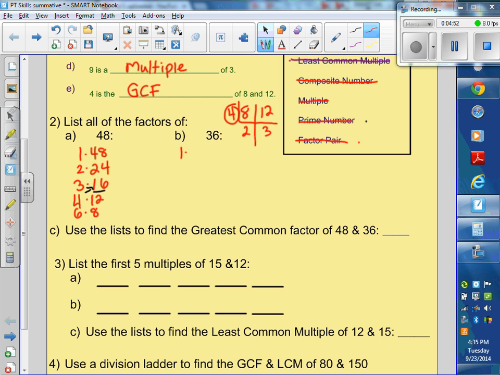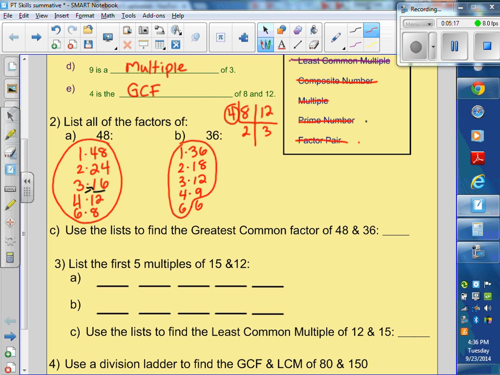For 36, 1 and 36. 2 and 18. 3 and 12. 4 and 9, and 6 and 6. So all the factors of 36 are right here. You don't have to put the 6 twice. And all the factors of 48 are right there.